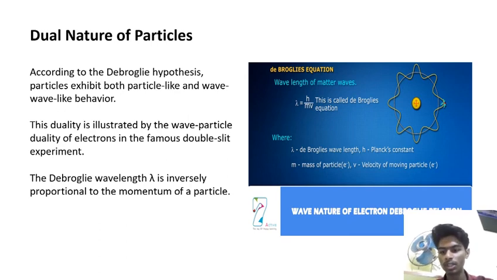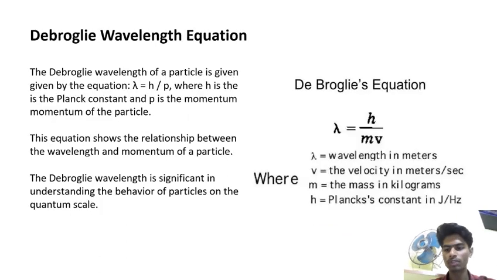As we will see now, the de Broglie equation, the wavelength of matter waves, lambda equals h by mv. This is called de Broglie's equation. Now we will discuss de Broglie's wavelength equation.